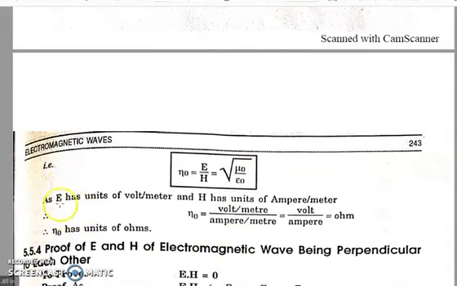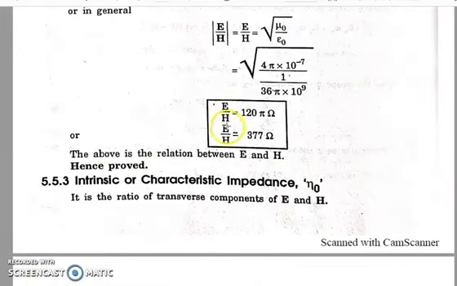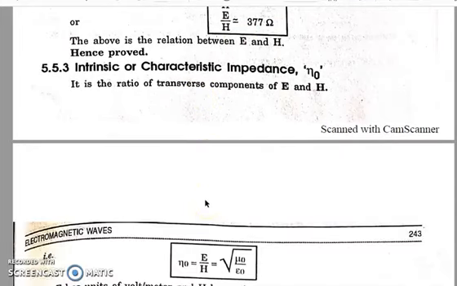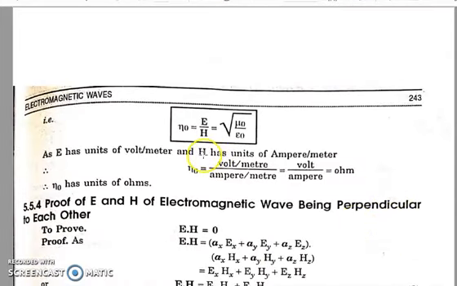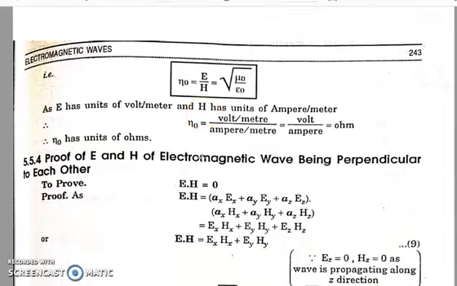E has the units volt per meter, H has the units of ampere per meter. Therefore eta naught can be represented with the units volt per meter divided by ampere per meter, or volt per ampere, and the final unit we get is the ohm. That's why we write E by H is equal to 120 pi ohms, or E by H is equal to 377 ohms. So this is the intrinsic impedance, also called the characteristic impedance.